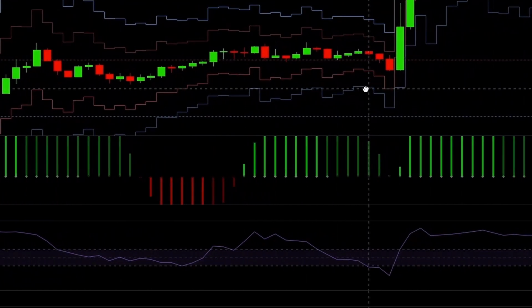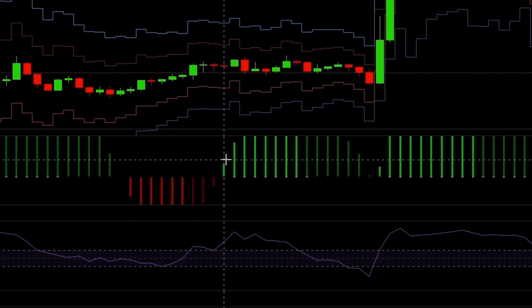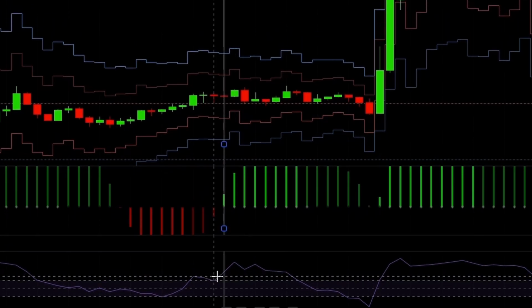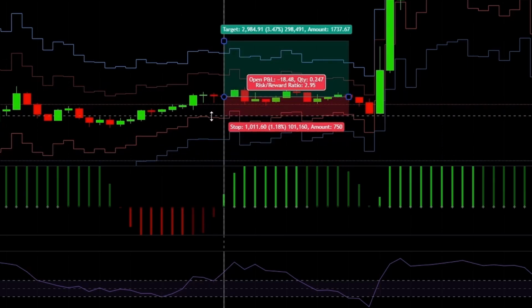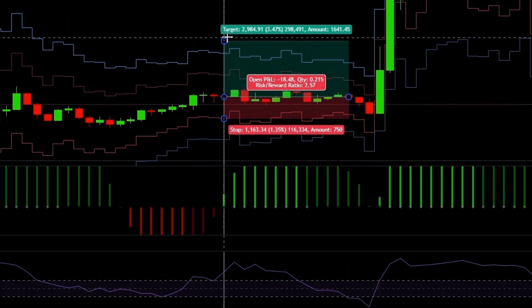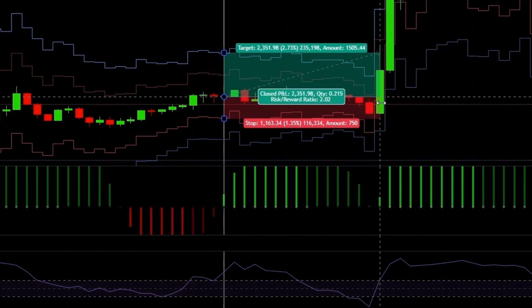Let's find a few examples. So here the squeeze momentum gave a long entry signal, and the MFI agrees as its line is above the long limit level. So that is an entry. Stop loss to the NNFX ATR stop loss line, and the take profit to the NNFX ATR take profit line. And this would have been a winner.